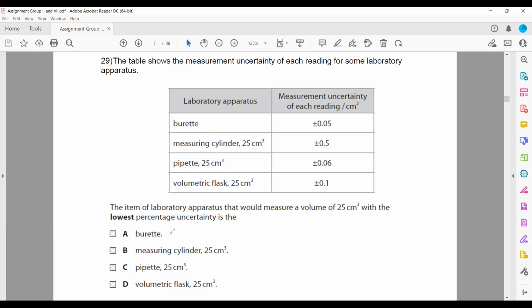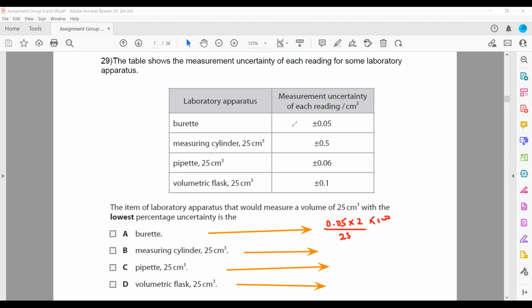So if you are finding the percentage uncertainty for a burette, for a measuring cylinder, for a pipette, and for a volumetric flask, what is the formula? Uncertainty for a burette is 0.05, but that will be multiplied by 2, because whenever we read the volume from a burette, we have to read the initial and final volume, and divided by the value recorded. So how much value do we want to record? We want to record 25, times 100.